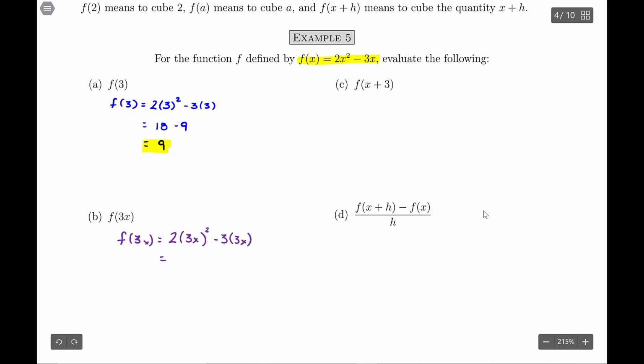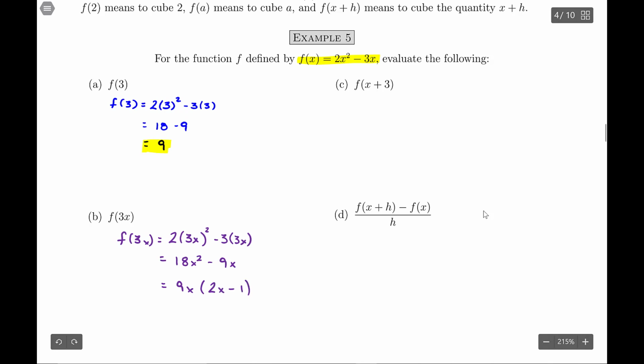And when we simplify, 3x quantity squared is going to be 9x squared times 2 is 18x squared. 3 times 3x is 9x. And that's actually it. That doesn't simplify any further. We could factor it. We could factor a 9x out, and we would have 2x minus 1.